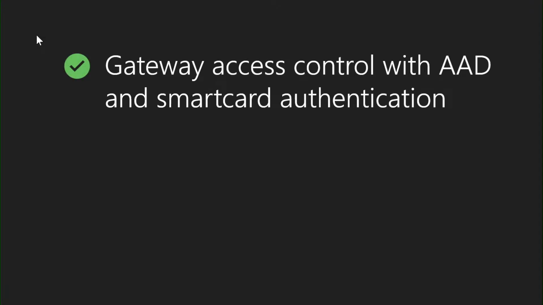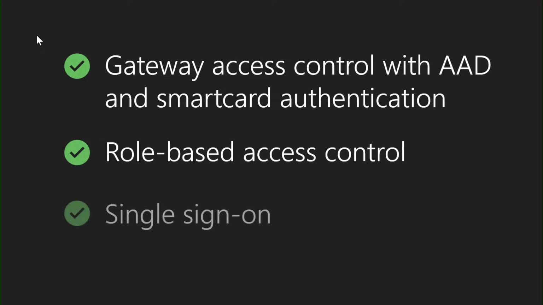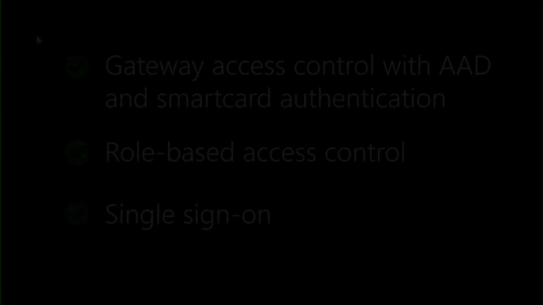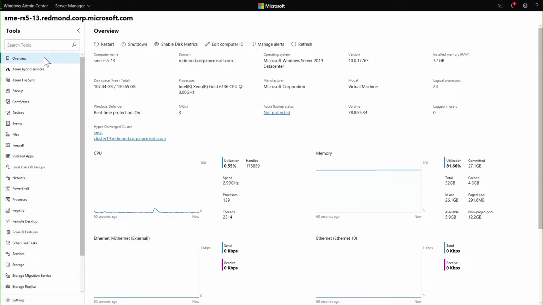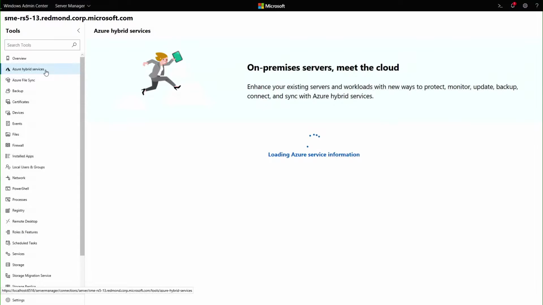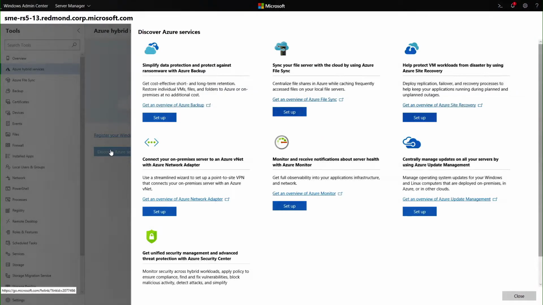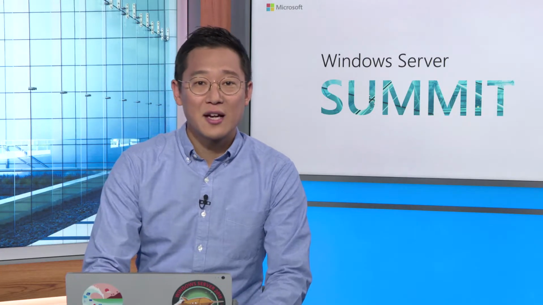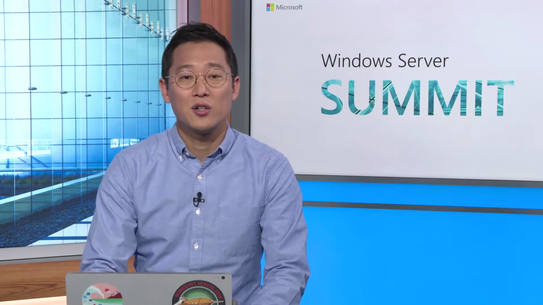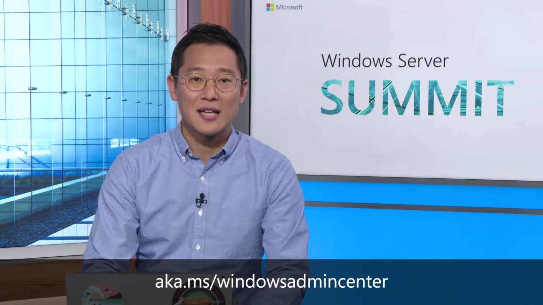Windows Admin Center is built to meet modern security requirements, such as gateway access control with Azure AD and Smart Card authentication, role-based access control, and single sign-on. Windows Admin Center has no Internet or Azure dependency and can be used completely on-premises and in disconnected environments. But if you'd like, you can use the built-in Azure hybrid capabilities to leverage the power of the cloud in your modern data center. Hopefully that gives you an idea of Windows Admin Center, and to learn more, you can go to aka.ms/WindowsAdminCenter.